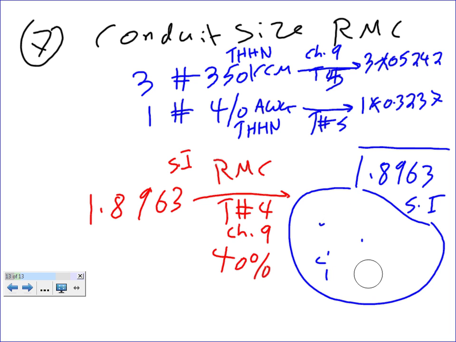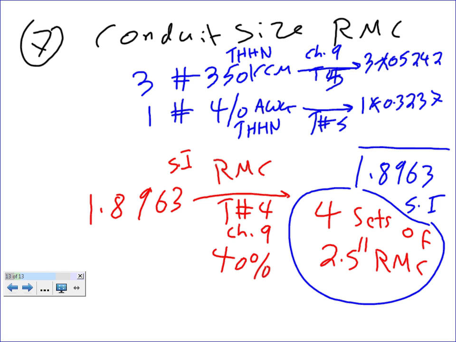Let's put them in order. 4 sets of 2.5 inch rigid metal conduit. Any question, guys, about this?